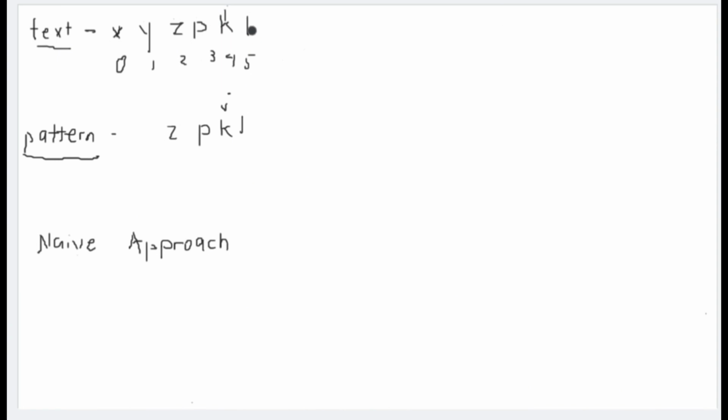Next, l. Does the index of 5, l, match with the pattern's l? Yes. Since it matches, we move i above l, as well as j. Since they all match together, the matching substring is the index of 2 to 5, and this is our naive approach.